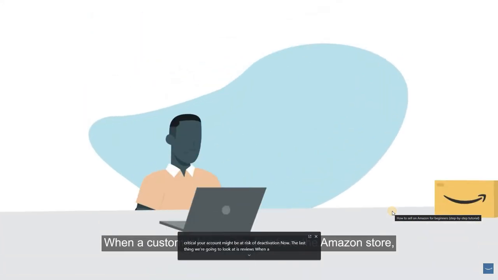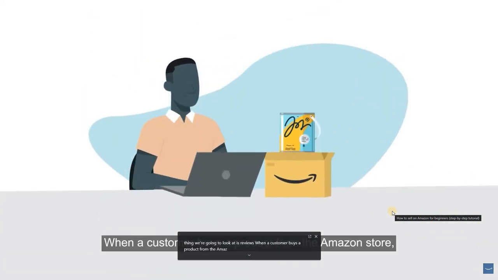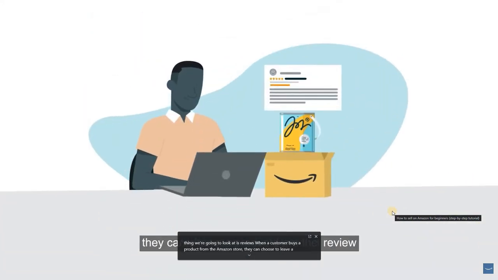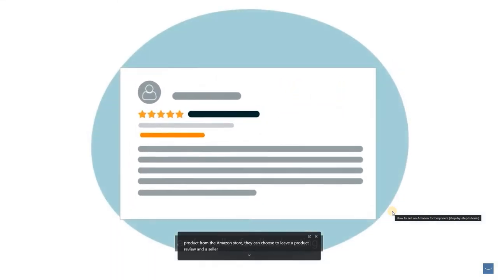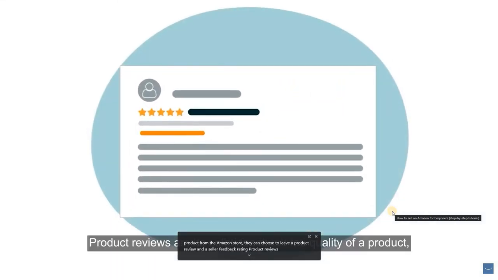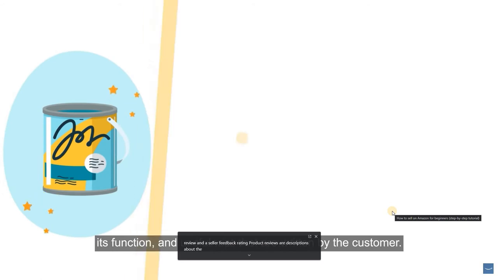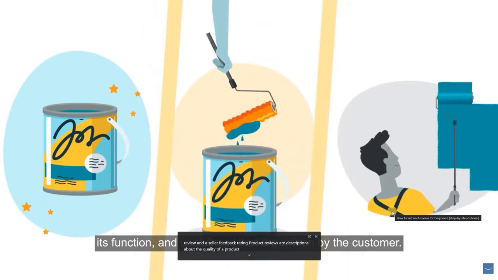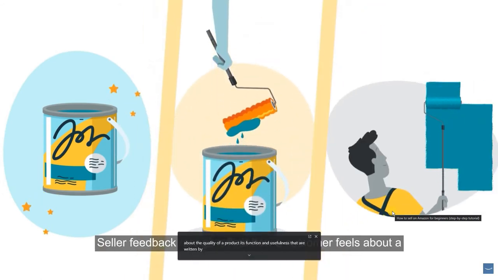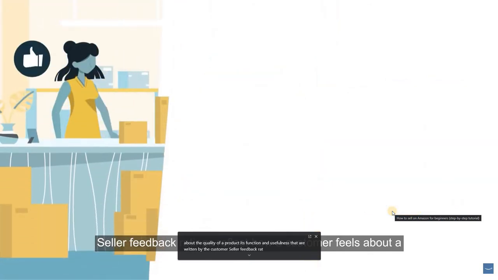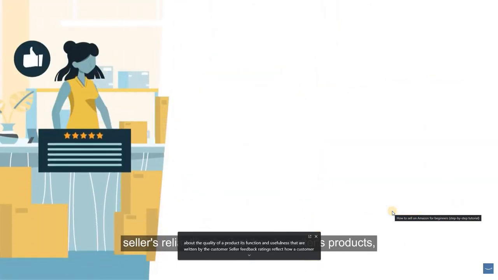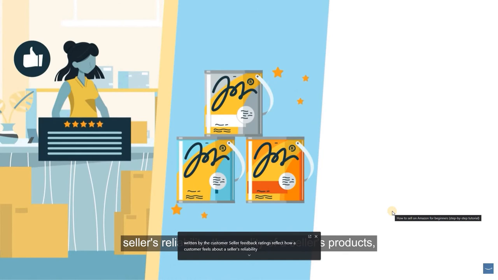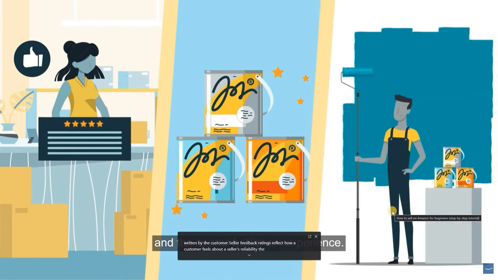When a customer buys a product from the Amazon store, they can choose to leave a product review and a seller feedback rating. Product reviews are descriptions about the quality of a product, its function, and usefulness that are written by the customer. Seller feedback ratings reflect how a customer feels about a seller's reliability, the quality of a seller's products, and the overall fulfillment experience.